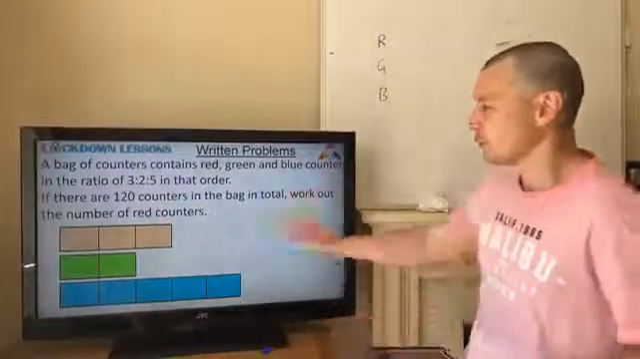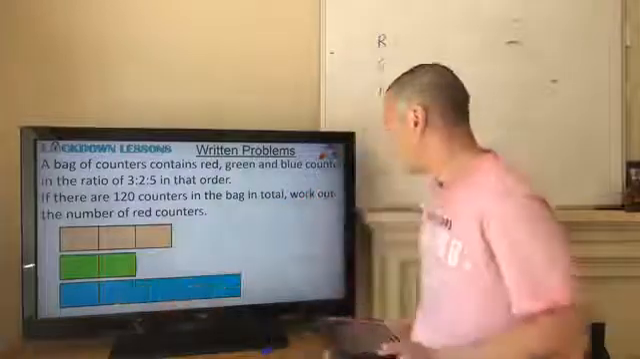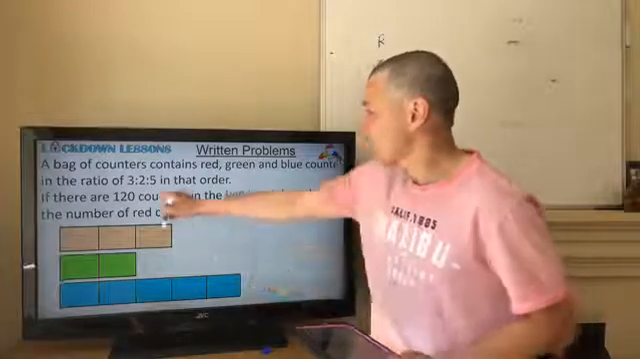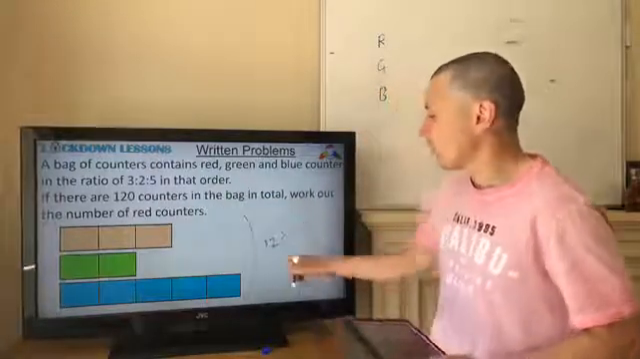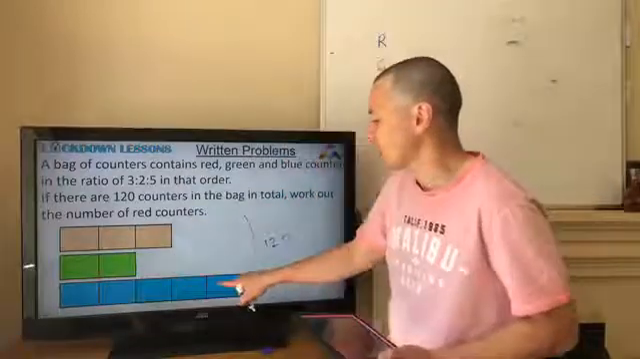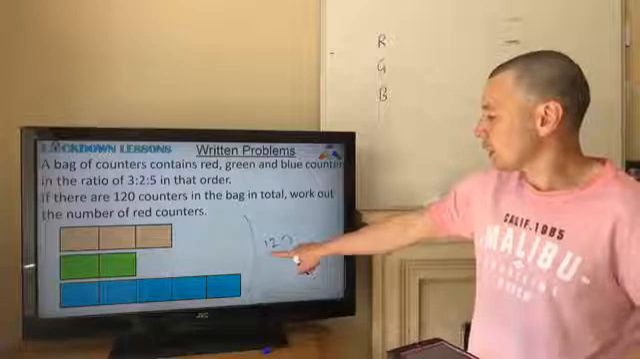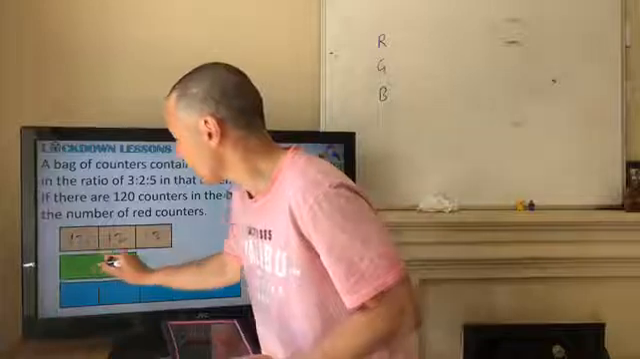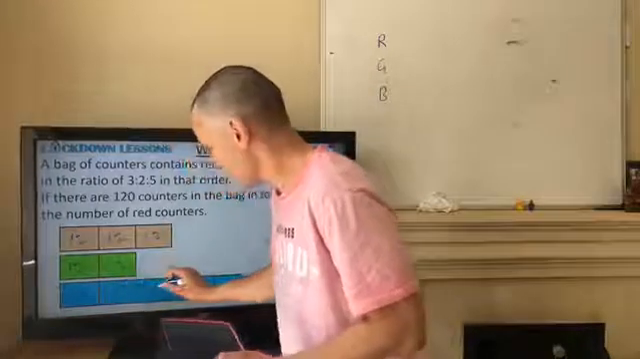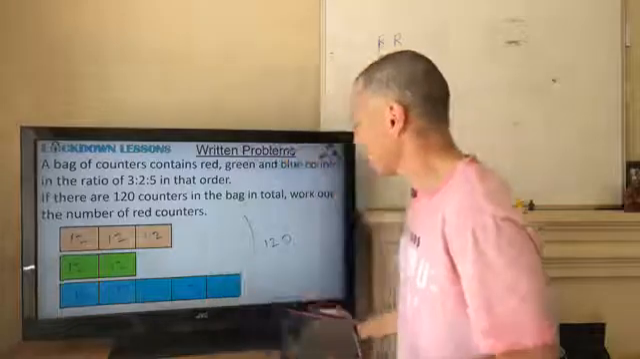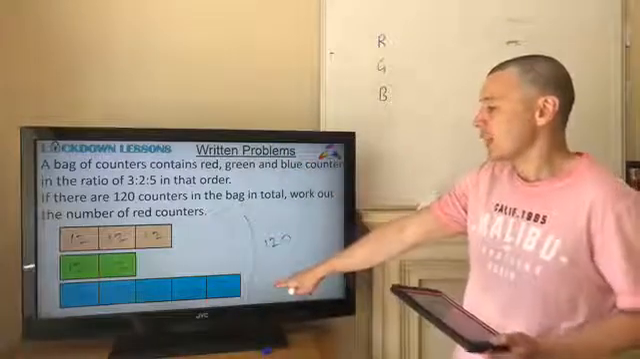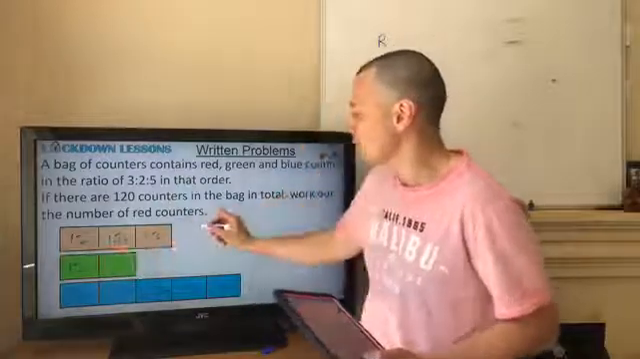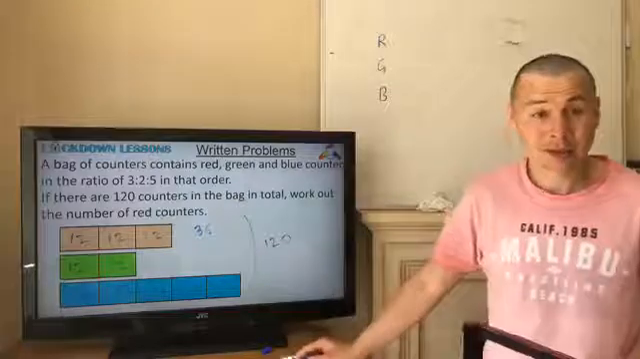Okay, so if you're on this one, set them out there, red, green and blue counters. And then we know all together there are 120. And we've got 1, 2, 3, 4, 5, 6, 7, 8, 9, 10 boxes to share them out between. So 120 divided by 10 is 12 in each box. Okay, so 12 in each box there, and then we can work out the question. It says, work out the total number of red counters: 12, 24, 36, so your answer is 36.